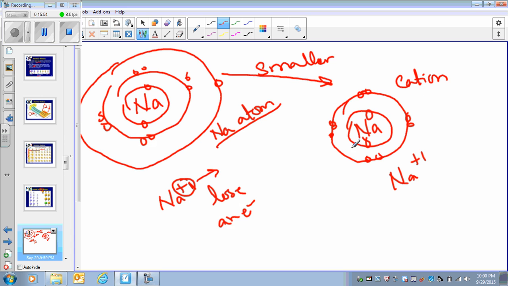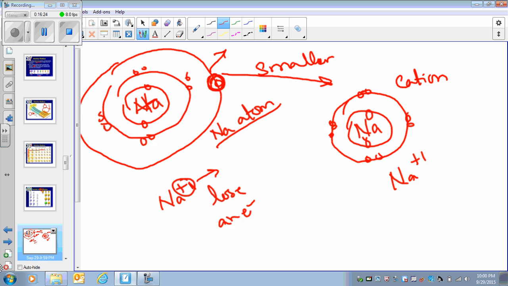So all of the cations are smaller in size compared to their atoms because they have lost this electron and the energy level is gone. And once that electron is gone, you have more protons than electrons in their nuclear charge. So since you have more protons than electrons, they have more power to pull the rest of the electrons inside. So that will decrease the size of the atom.